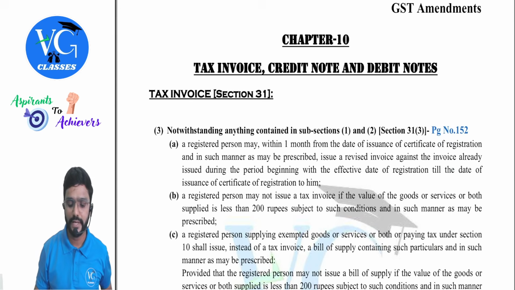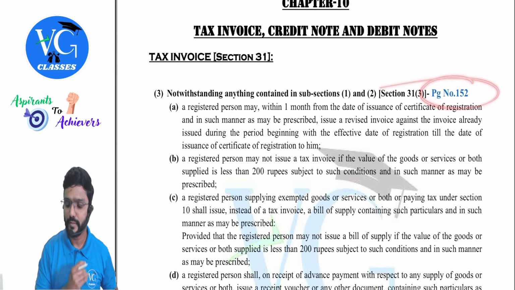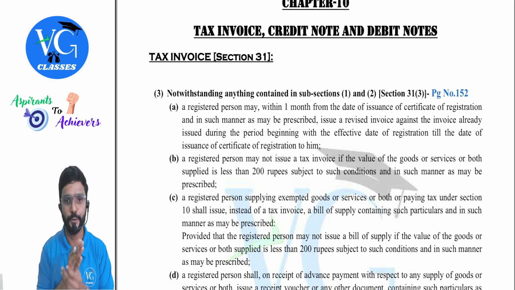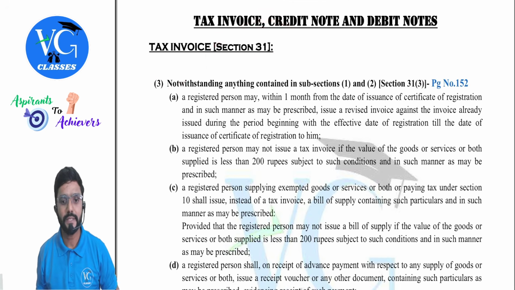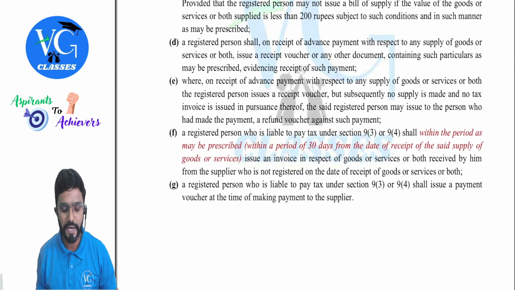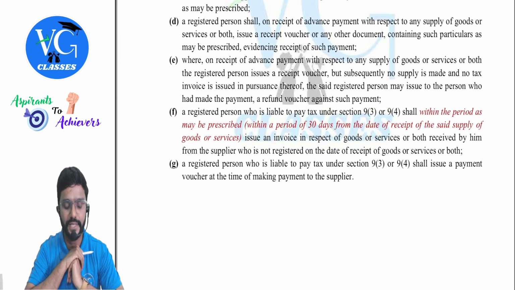Okay, come to chapter 10 in the provision book, page number 152. So there, section 31, subsection 3 covers some special documents, guys. So I straight away want to enter clause F. 31, subsection 3, clause F. What is it? We will see.